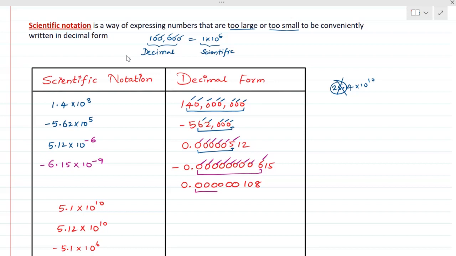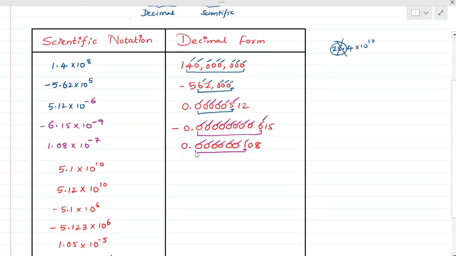We will do it for this part. So it is 1.08 into 10 to the power. 1, 2, 3, 4, 5, 6, 7. The number starts at the 7th position. Since it is after the decimal, it is negative 7. Say negative 7.